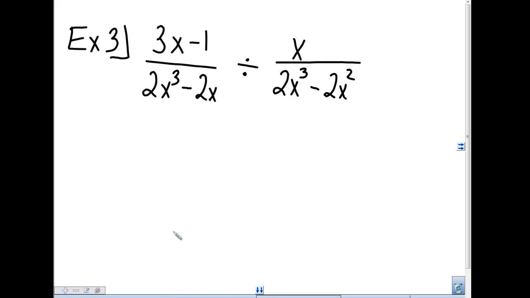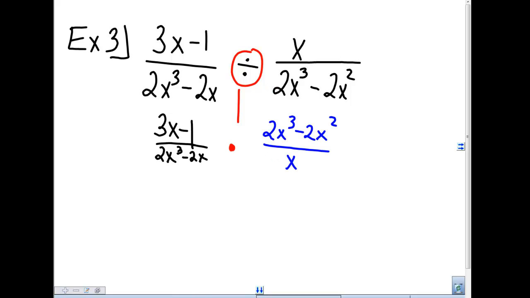Example 3. Rewrite the problem. Change the division sign to a multiplication and take the reciprocal of the second fraction. The key to rational expressions is factoring, so we need to factor each expression if possible. 3x minus 1 is factored completely. In the bottom, I can take out a 2x, and that leaves x squared minus 1.